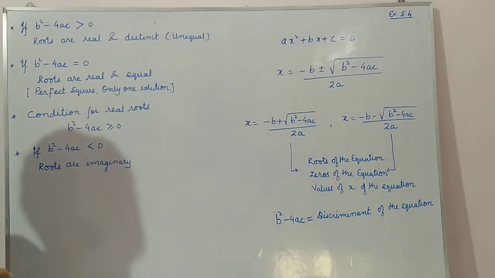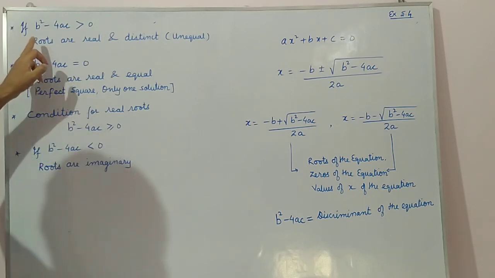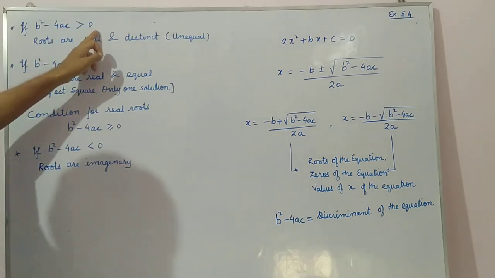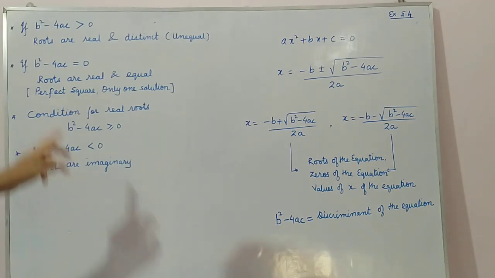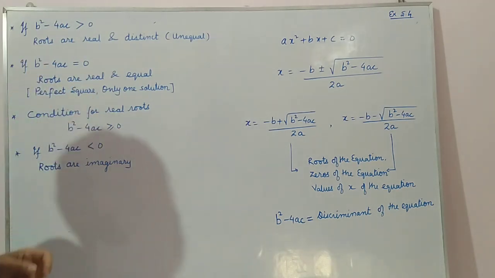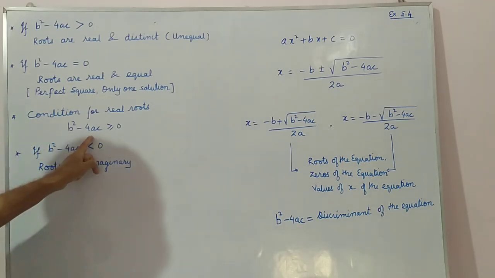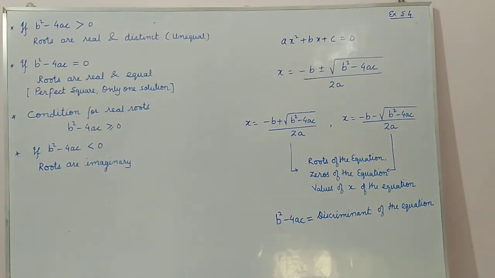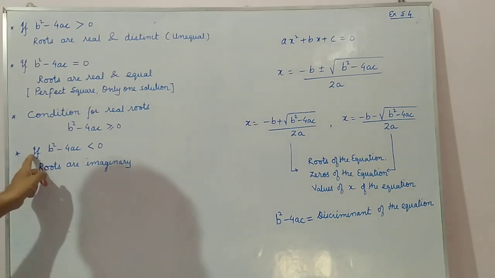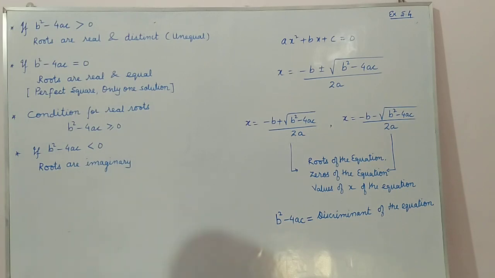Third condition, that is condition for real roots. See here, if b square minus 4ac is greater than 0, then also the roots are real. If it is equal to 0, then also the roots are real. Therefore, the condition for real roots is b square minus 4ac greater than or equal to 0. Next, if b square minus 4ac is less than 0, roots are imaginary. So roots are imaginary means what? We cannot determine the roots. Okay. Few examples I am giving.